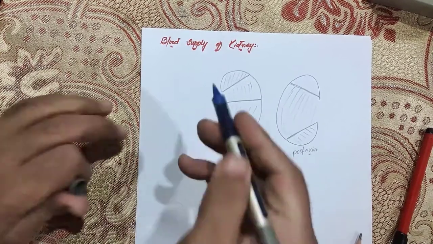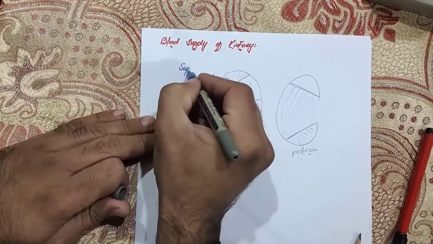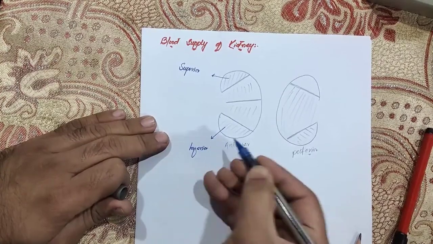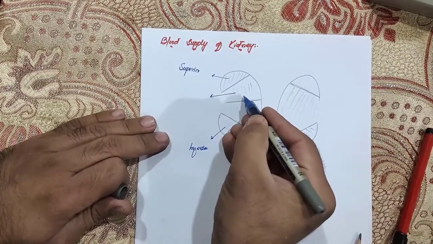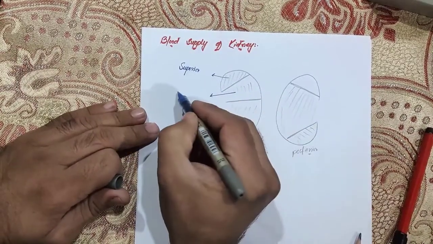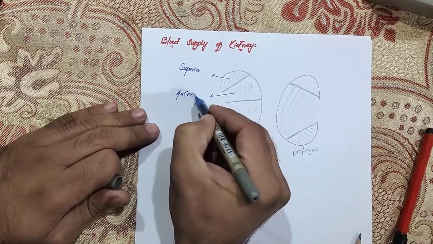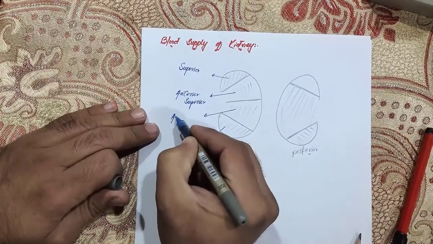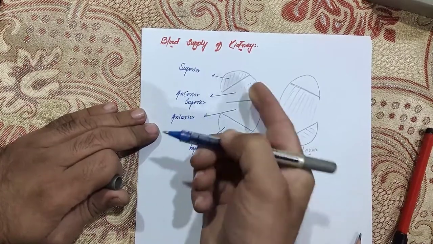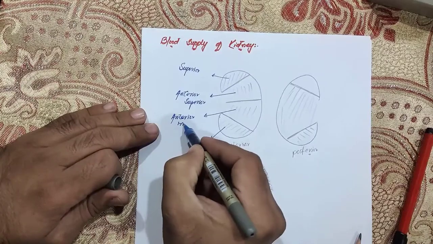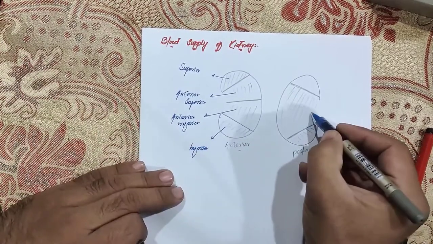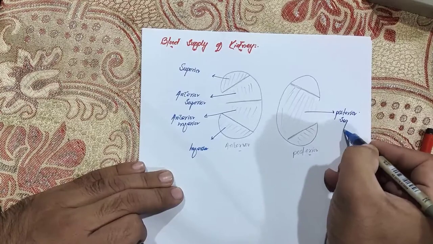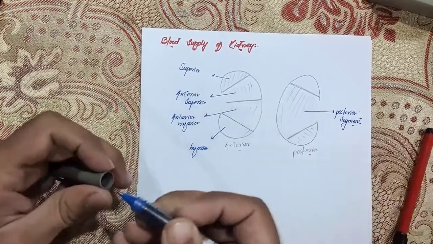So how many segments total? There are five segments. This is superior or upper. This is inferior or lower segment, right? This is on the anterior side but superior to this one, so we call it anterior superior. Anterior superior segment, right? And this one is anterior because it is present on the anterior side but inferior to this superior segment. That's why we call it anterior inferior segment. Okay, and this one is totally the posterior segment. Posterior segment. Clear, friends?